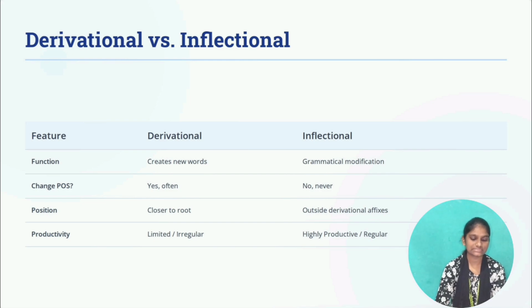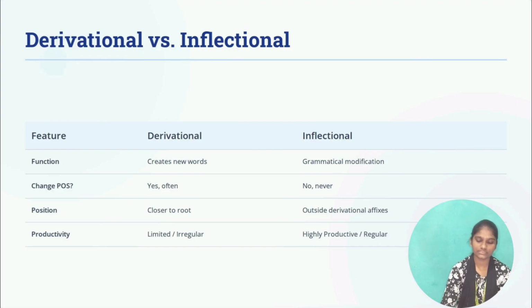Its part of speech is changed in derivational affixes, and no part of speech is changed in inflectional. Its position is closer to the root in derivational, but outside the derivational affixes in inflectional. Its productivity is limited or irregular in derivational, and highly productive or regular in inflectional.